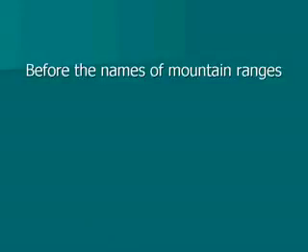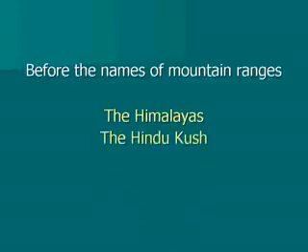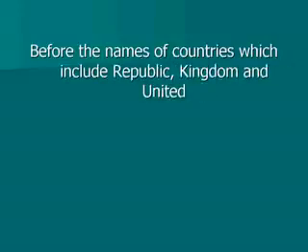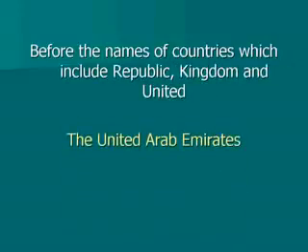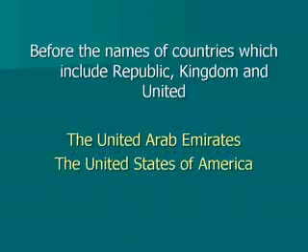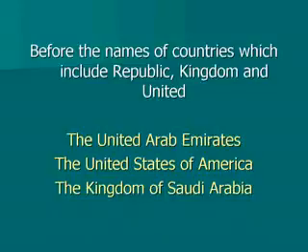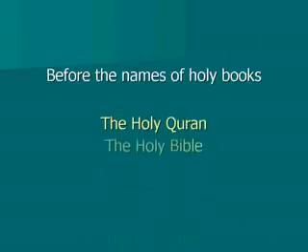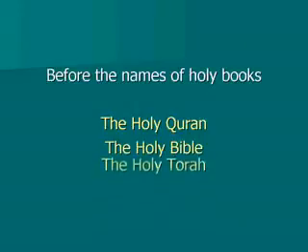Before the names of mountain ranges. For example, the Himalayas, the Hindu Kush. Before the names of countries which include Republic, Kingdom, and United. For example, the United Arab Emirates, the United States of America, the Kingdom of Saudi Arabia. Before the names of holy books. For example, the Holy Quran, the Holy Bible, the Holy Torah.